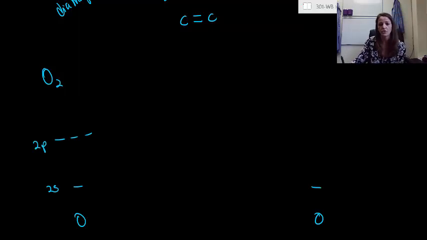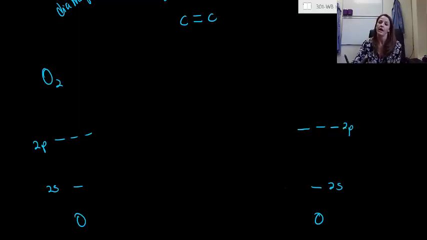All right, so let's look at oxygen here, O2. First thing we do, write our atomic orbitals. So oxygen here, oxygen here. It's very similar to carbon. We have 2s and 2p. And just like with carbon, I'm ignoring the inner shell, so I'm completely ignoring the 1s electrons.